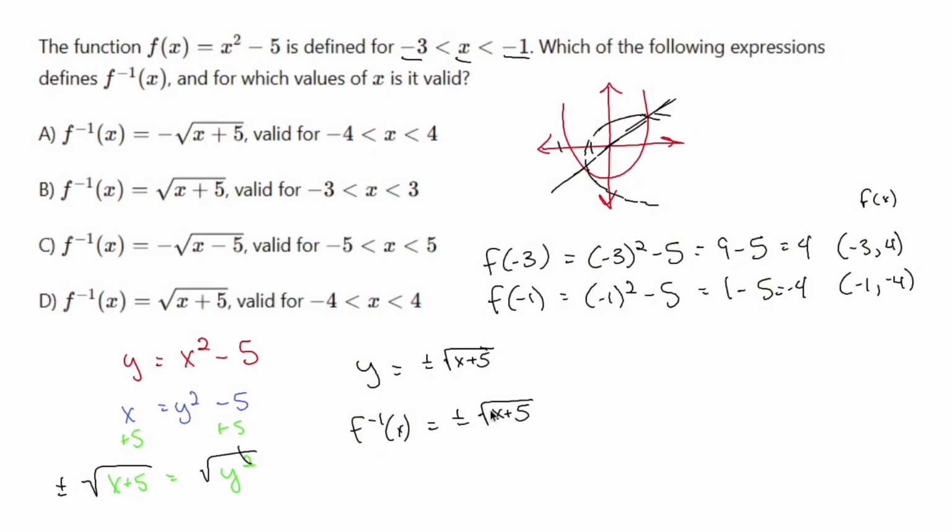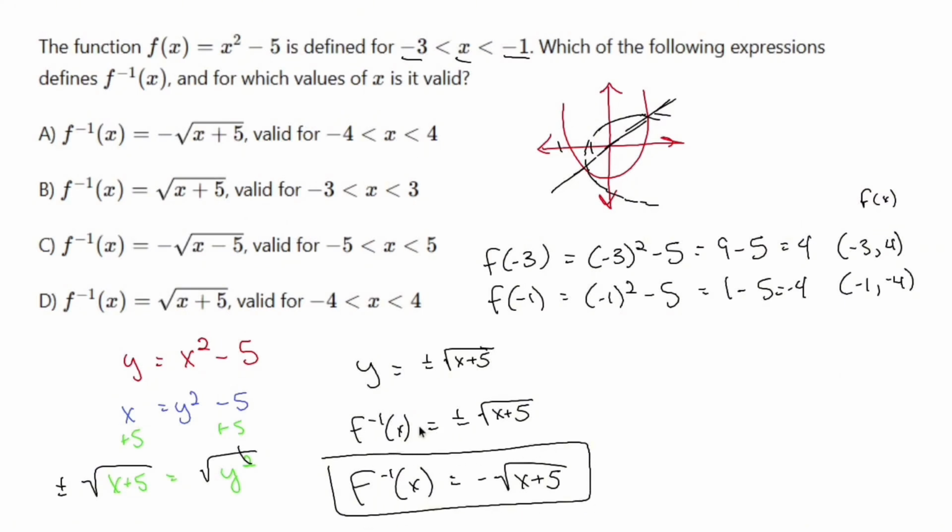Here's the issue. We care about the negative x values, which means we're not going to care about both positive or negative square root of x plus 5. Since we were dealing with the negative side, our inverse is only going to care about the negative side as well. So that's going to be our equation. That's the inverse. Now we care about the x values for the inverse.